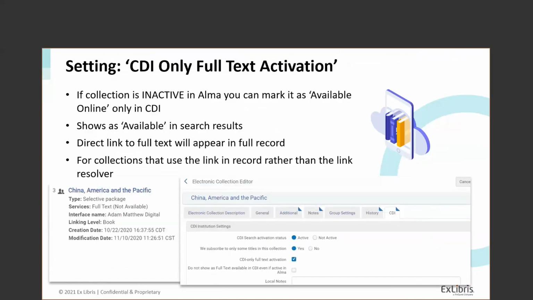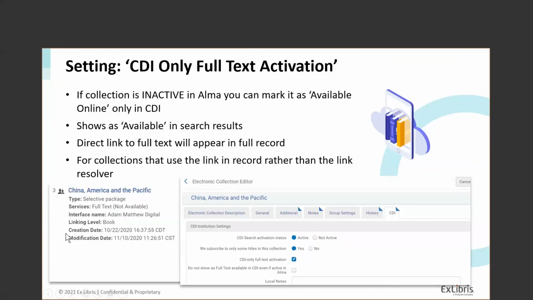So you sometimes also might see CDI only full text activation. So this is sort of the inverse of the previous setting. So this is using only the CDI activation and not at all using your ALMA bib, and also not using information in terms of link resolver or any of the linking information coming from the local ALMA collection.